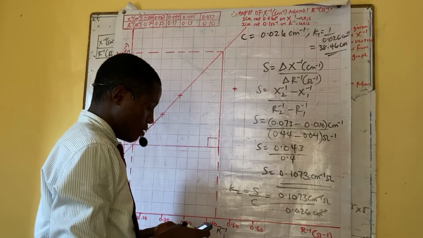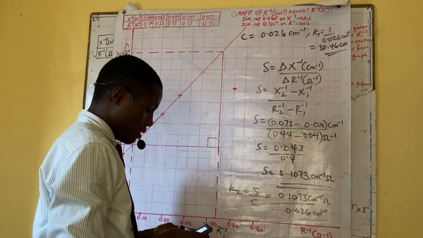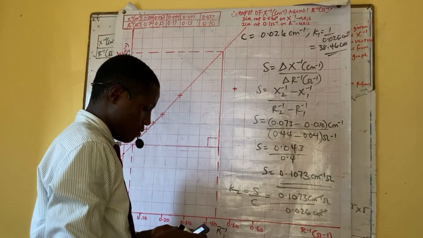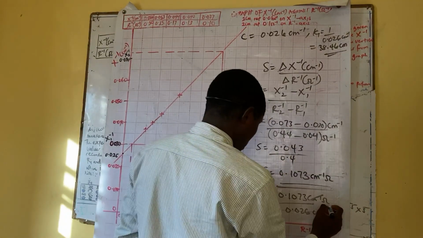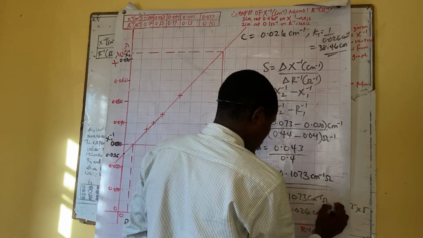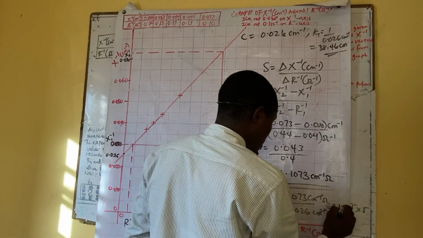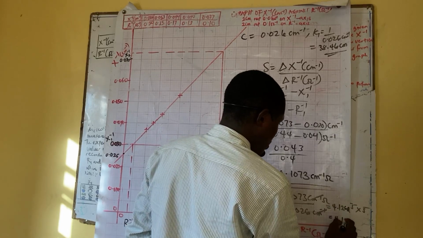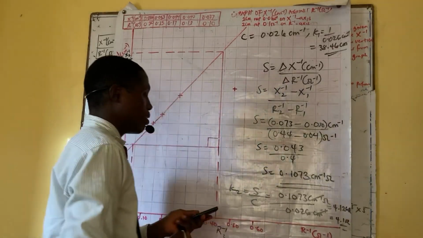We have 0.1073 divided by 0.026. This is 4.126 ohms, which is equal to 4.1 ohms. So that's that about today's class.